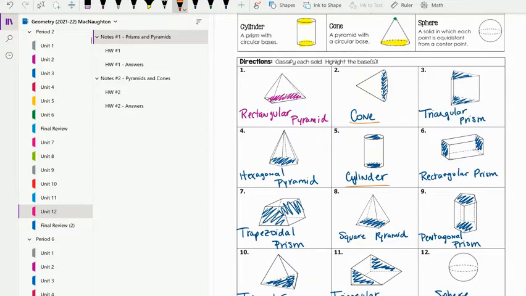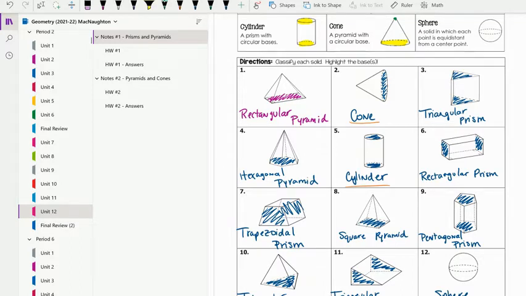Okay. Over here on number 3, that's a prism because it's got 2 bases, but the bases are triangular, so it's a triangular prism. This one here is a little bit different. We've got a hexagon, and then they're meeting at a point, so it's a hexagonal pyramid.